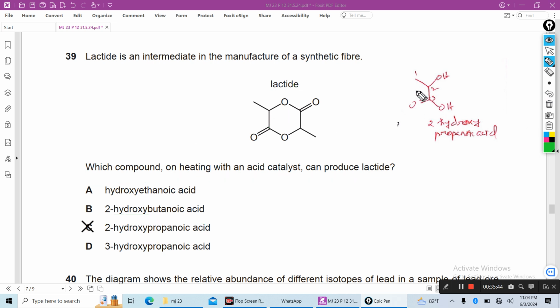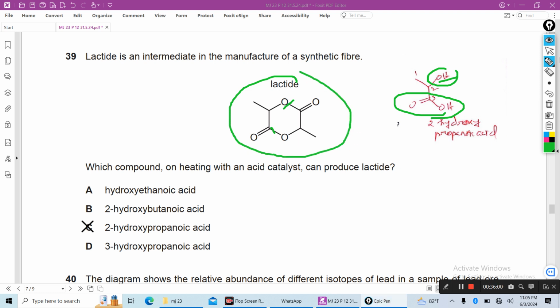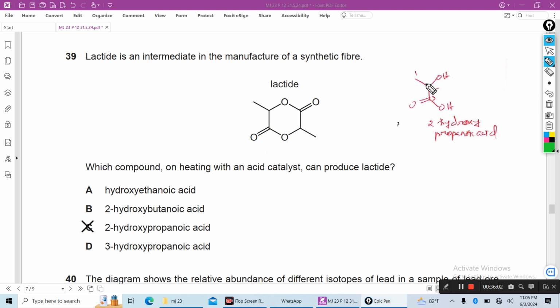So this is the lactide, here OH is added, here a carboxyl double bond and also OH, carboxyl group and alcohol group. This lactide is an ester. So this name will be 1, 2, 3 propanoic acid. Number 2 carbon contains 1 hydroxyl group. This name will be 2-hydroxypropanoic acid. C is the right answer.